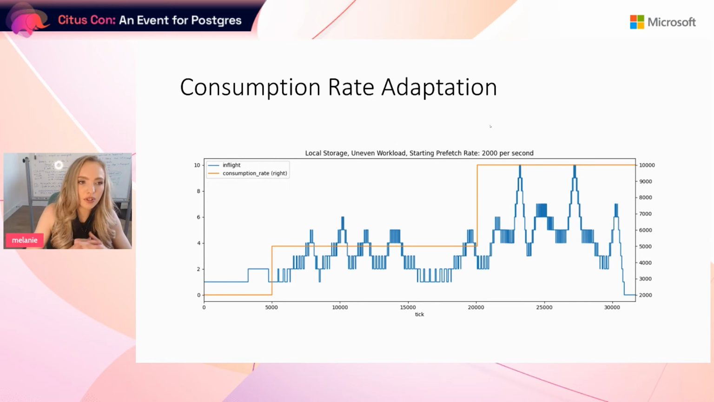So this is an example of adapting to a changing consumption rate. The orange is mapping the consumption rate. You can see for the first 5,000 ticks, it's around 2,000 IOPS. And then suddenly it shoots up to 5,000. And you can see that again around 20,000 ticks. What the prefetcher is actually doing is increasing the number of blocks requested. And you can see that the in-flight IOs edge up and the average goes up. So by the time that we're requesting 10,000 IOs per second, the number in flight is higher.